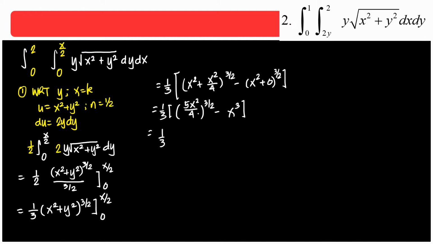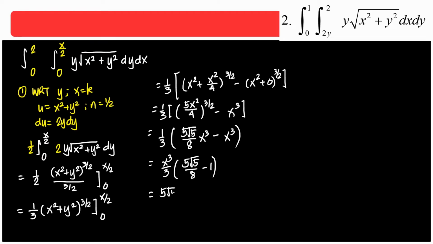So 1/3, 5. So this is 5 square root of 5 over 8 x cubed minus x cubed. So we don't need the constants. Let's just bring out first the x cubed. So that means x cubed over 3. The constants would be 5 square root of 5 over 8 minus 1, right? And then if you want to combine this, 5 square root of 5 minus 8 all over 24, and then x cubed.